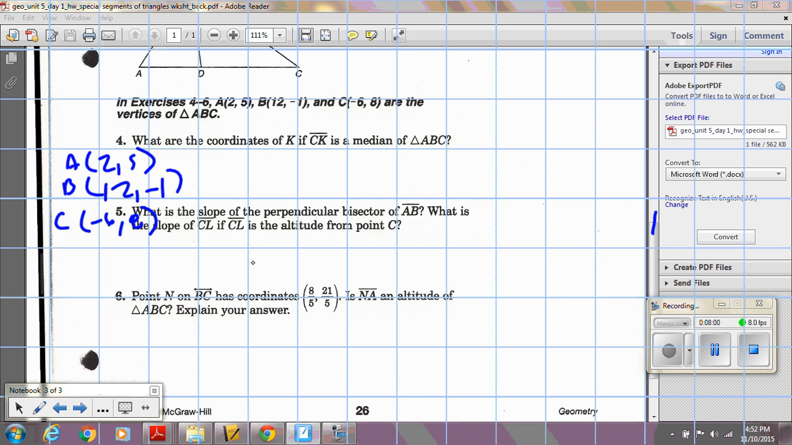Right? That's two things. So first we got to find the perpendicular bisector of AB and find the slope of CL, which is the altitude from point C. Alright?